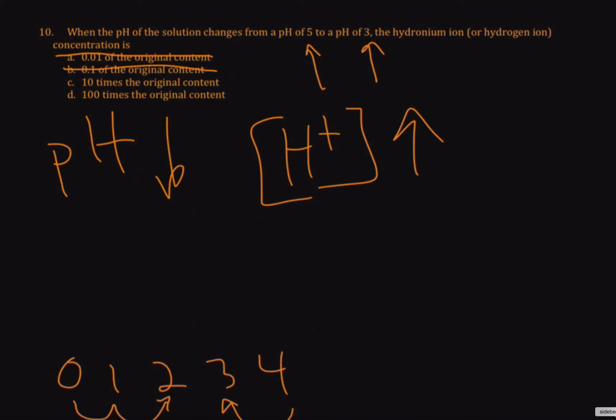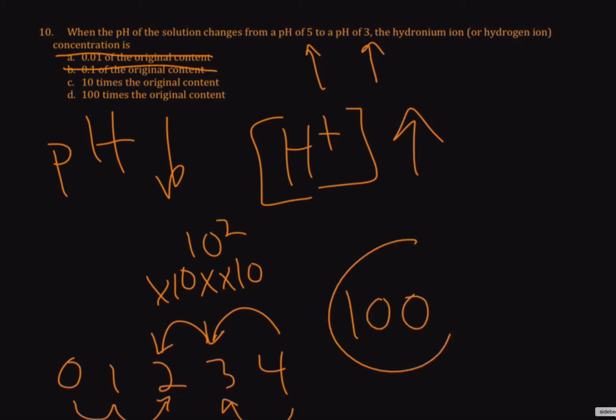So if you go 1 step on the scale, that's times 10. If you go 2 steps on the scale, it's 10 times 10, or 10 squared. 10 squared, of course, is 100, so a difference from 5 to 3 is a change of 100 times. If you want another step, it'd be 1,000 times, and so on. So each time you move a step, you move a decimal place, basically. And you just have to remember that going down means more hydrogen, going up means less hydrogen.